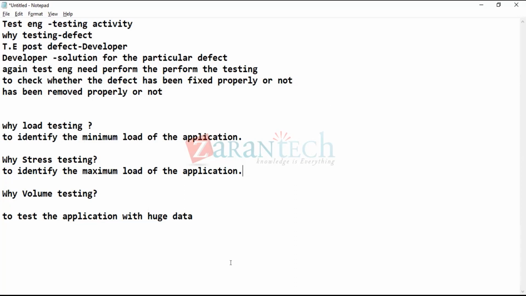To test the application with huge data. Why actually do we test the application with huge data?